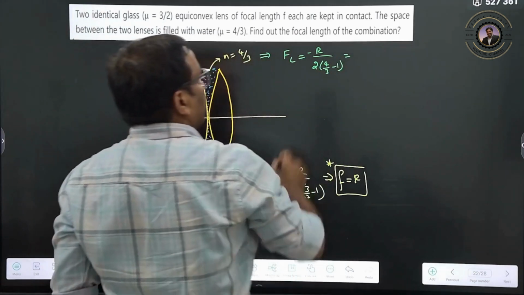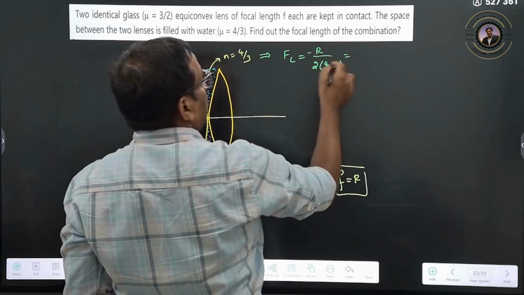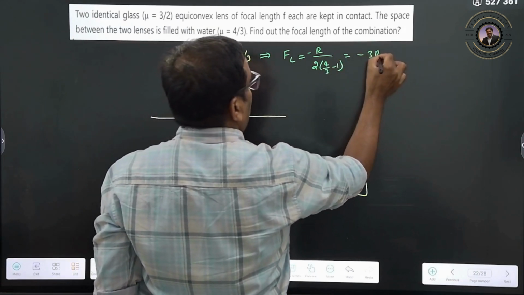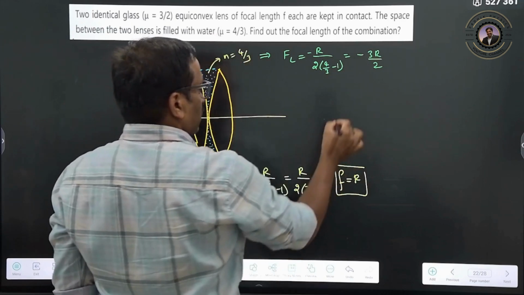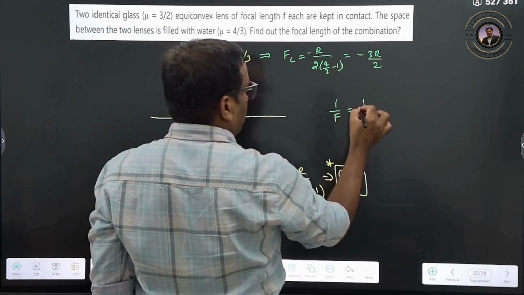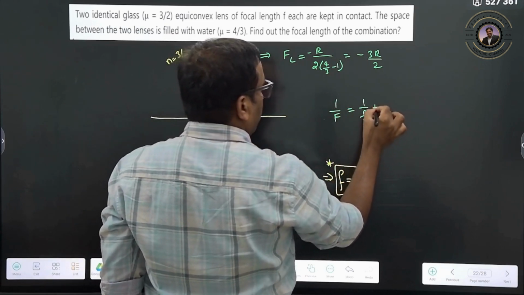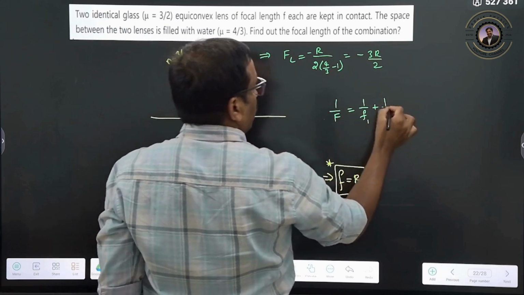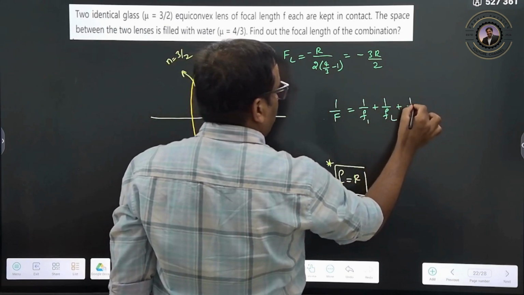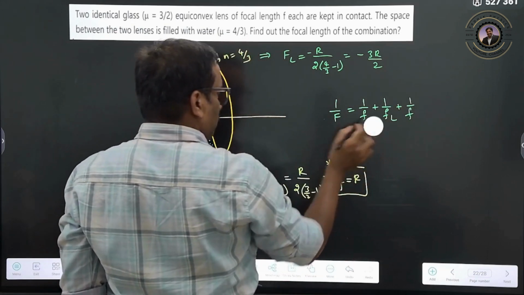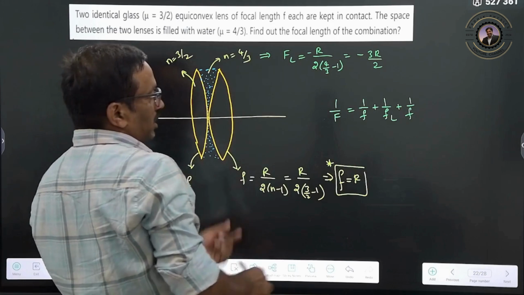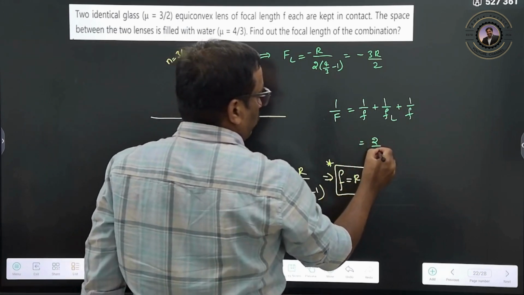How much will it be? So therefore here 1 by 3, so minus 3r by 2 will be the focal length of this one. So therefore you can write down 1 by f will be equal to 1 by f1 plus 1 by f1, lens. You know that the focal length of both are the same, therefore it will be nothing but 2 by f.